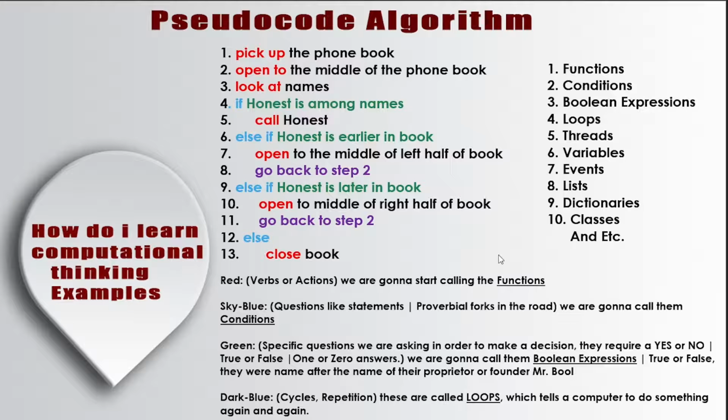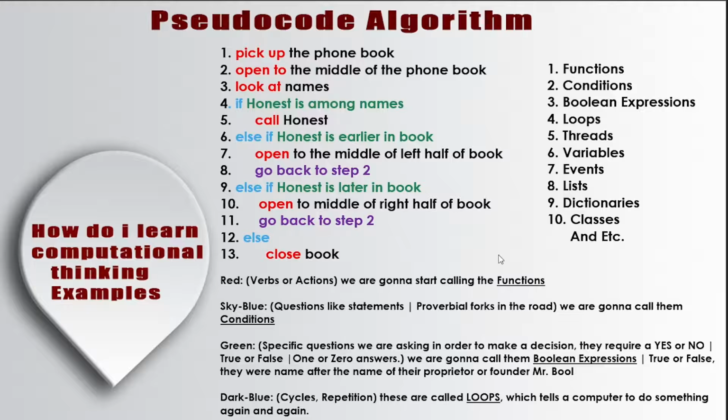The abstraction. You remember when we were talking in the first tutorial on zeros and ones. We are going to call them Boolean expressions. They were named after their founder, Mr. Boole, who invented this. He was a mathematician.